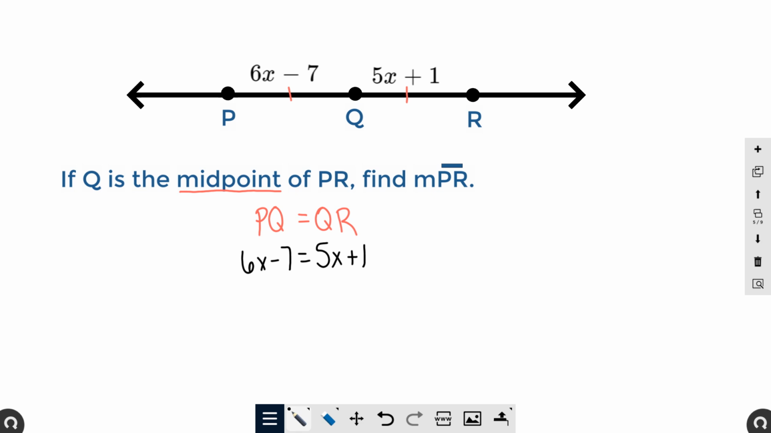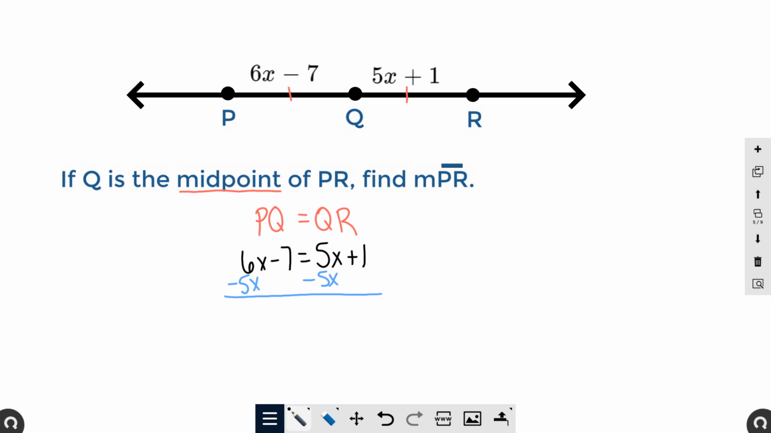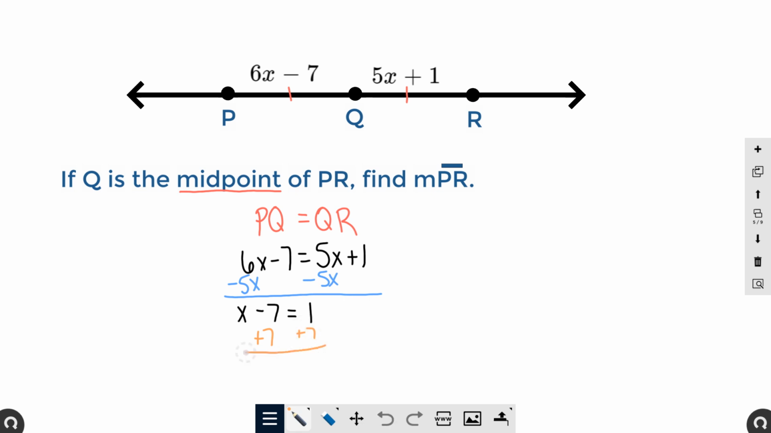And now we have a simple equation that we need to solve. What would you do first to solve this equation? Good. Subtract the 5x. Very good. Get your like terms together. So we end up with 1x, or just x, minus 7 equals 1. Then your last step would be to add the 7. We don't need to do anything else because that's just a 1x, or just x by itself. So x would equal 8.